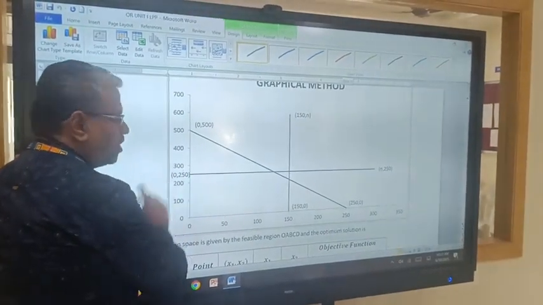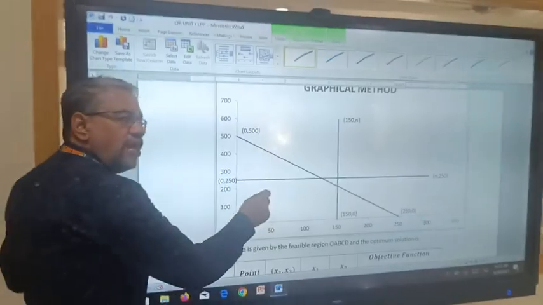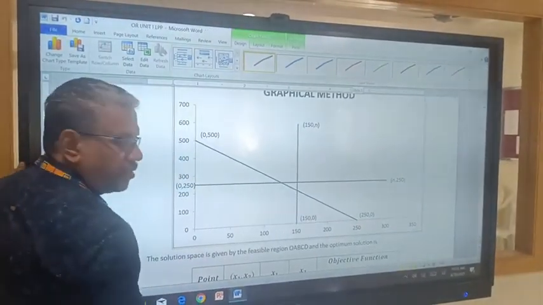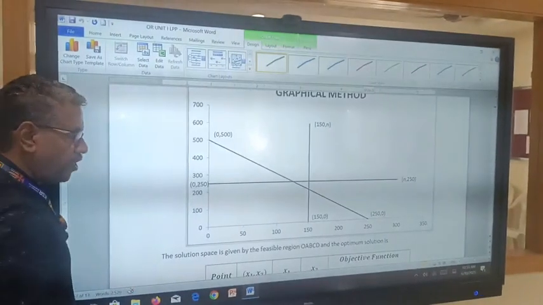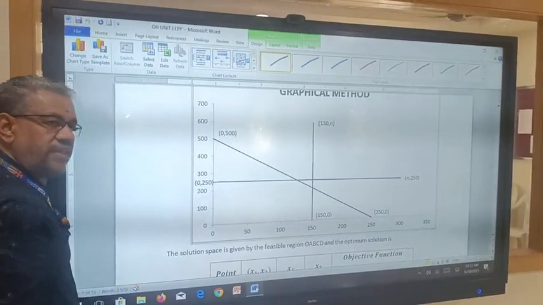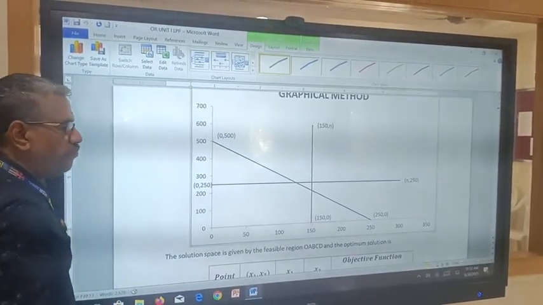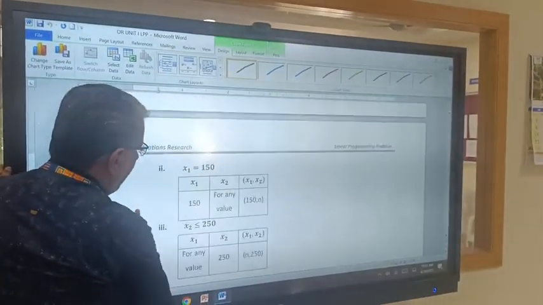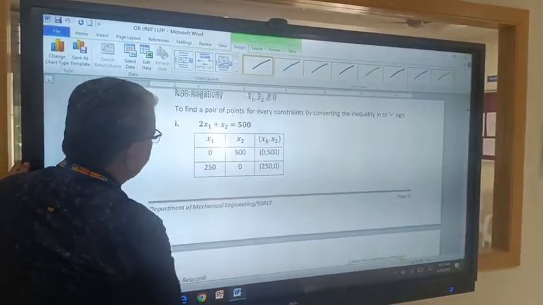Similarly, x2 must be 250 irrespective of any values of x1. Therefore, it is a horizontal line, x2 equal to 250. Therefore, we have got all the three lines in the graph. But we will have to find the solution space. How to find the solution space? Where we are going to get the actual values.